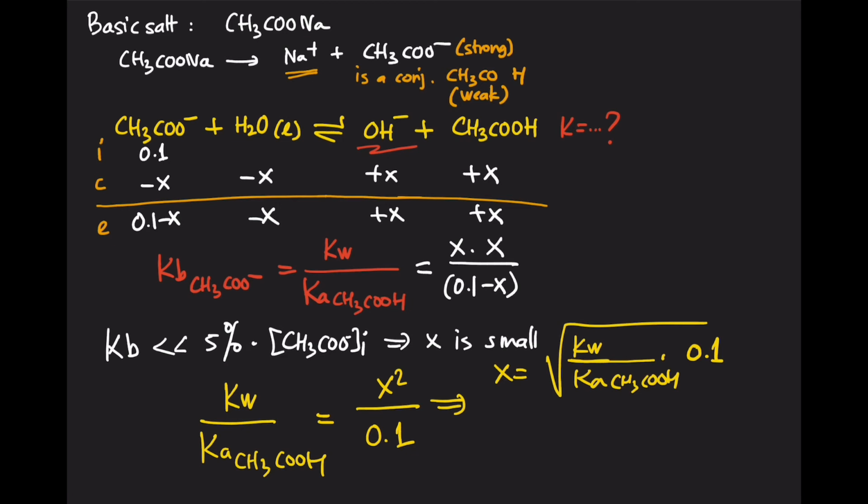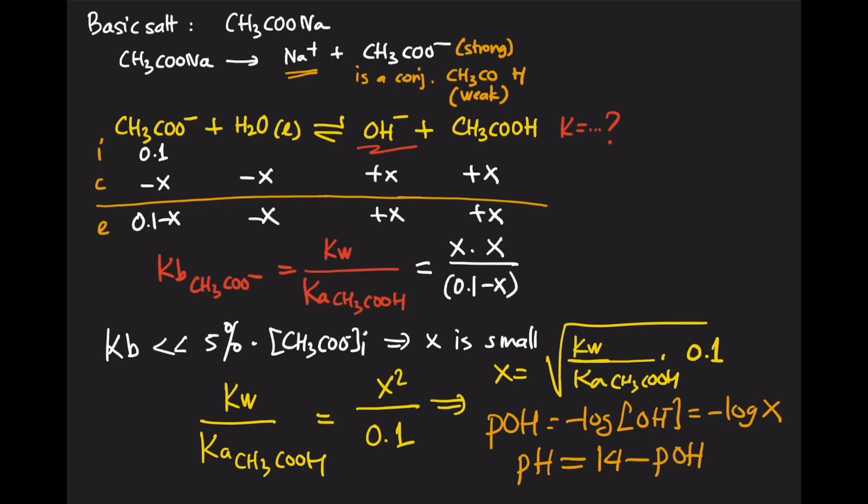Now X, we will take a look at our table and see that X is OH-. So again, what we can calculate from here is the pOH, which is minus log OH-. So it's going to be minus log X, and the pH is going to be equal to 14 minus pOH. And since it is a basic salt, the pH will be higher than 7. But how much higher? We can calculate it from this method of calculation.